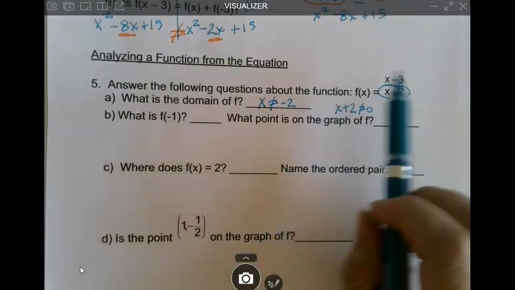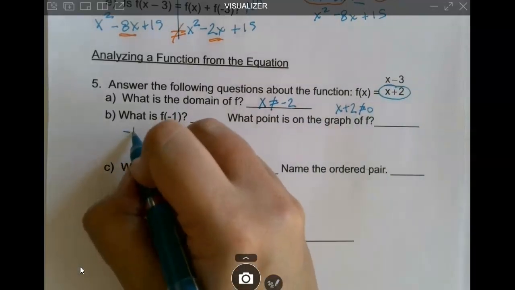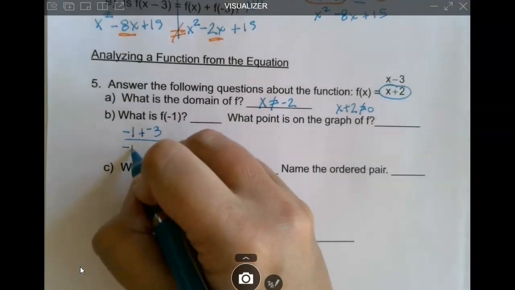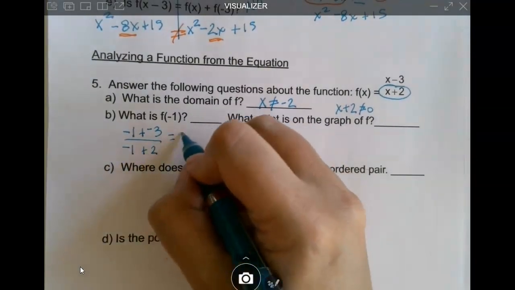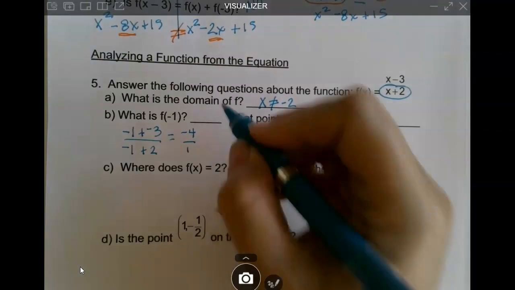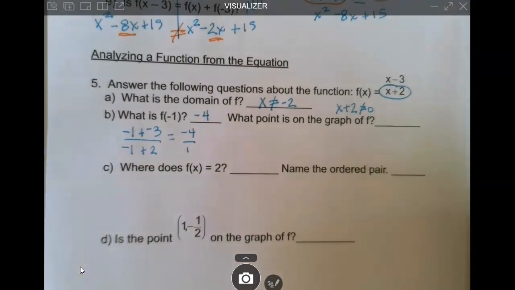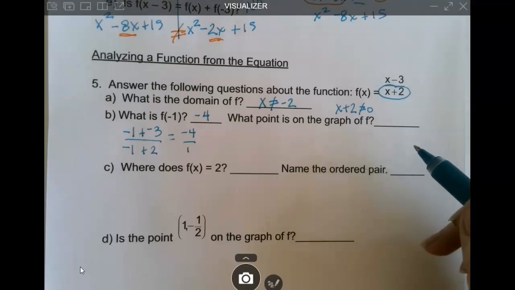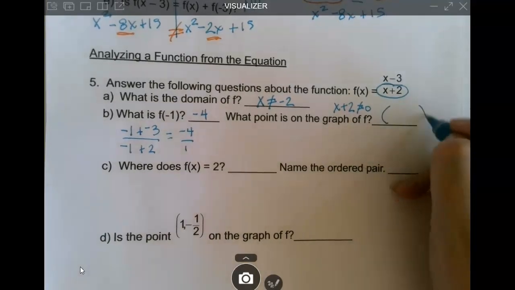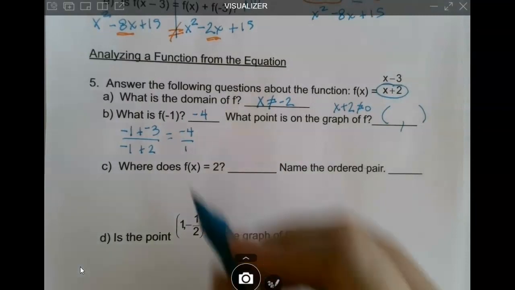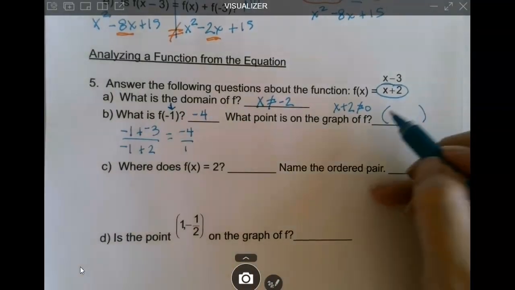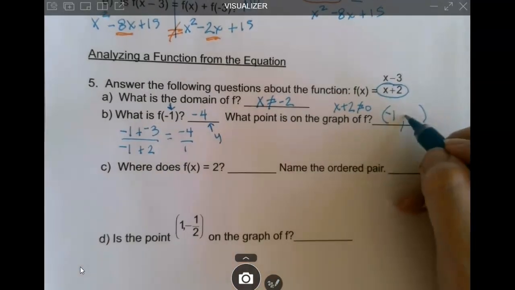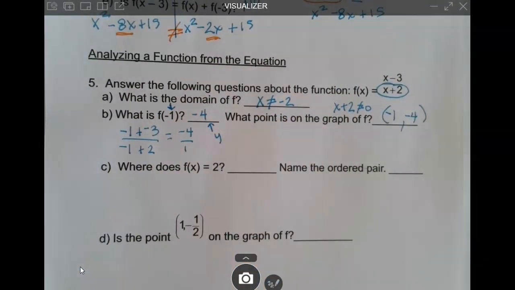Then it says, what is f at negative 1? So I'm just going to plug in negative 1 for my x's. So I have negative 1 plus negative 3 on top. And on bottom, negative 1 plus 2. So on top I have negative 4, and on bottom I have 1. So that just gives me negative 4. And what point is on the graph of f? So it wants me to just write it out as a point on the graph. Well, negative 1 is my x, and negative 4 is my y. And so it's as a point.